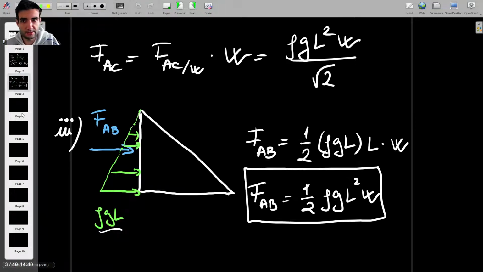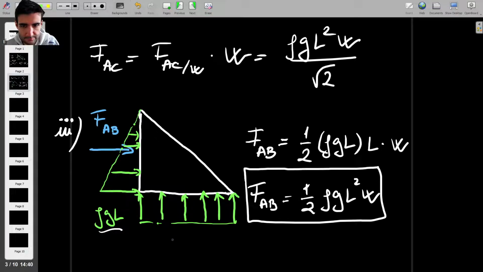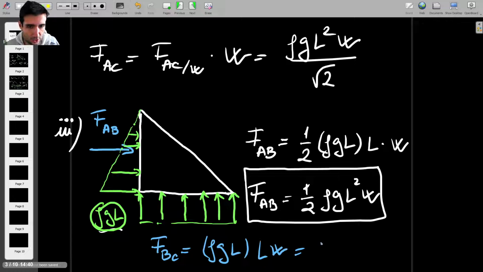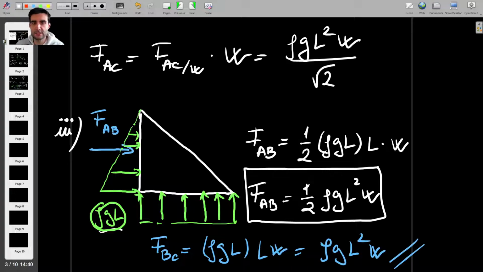Now let's also look at the force acting on the bottom surface. On the bottom surface, the pressure is uniform because all points on this bottom surface are at the same depth with respect to each other, because the bottom surface is horizontal. So the pressure acting here is rho GL. So the force acting on side BC is going to be pressure times area. What's the area? It's L times W. So that's going to be rho GL squared W. And that's the force acting on BC.